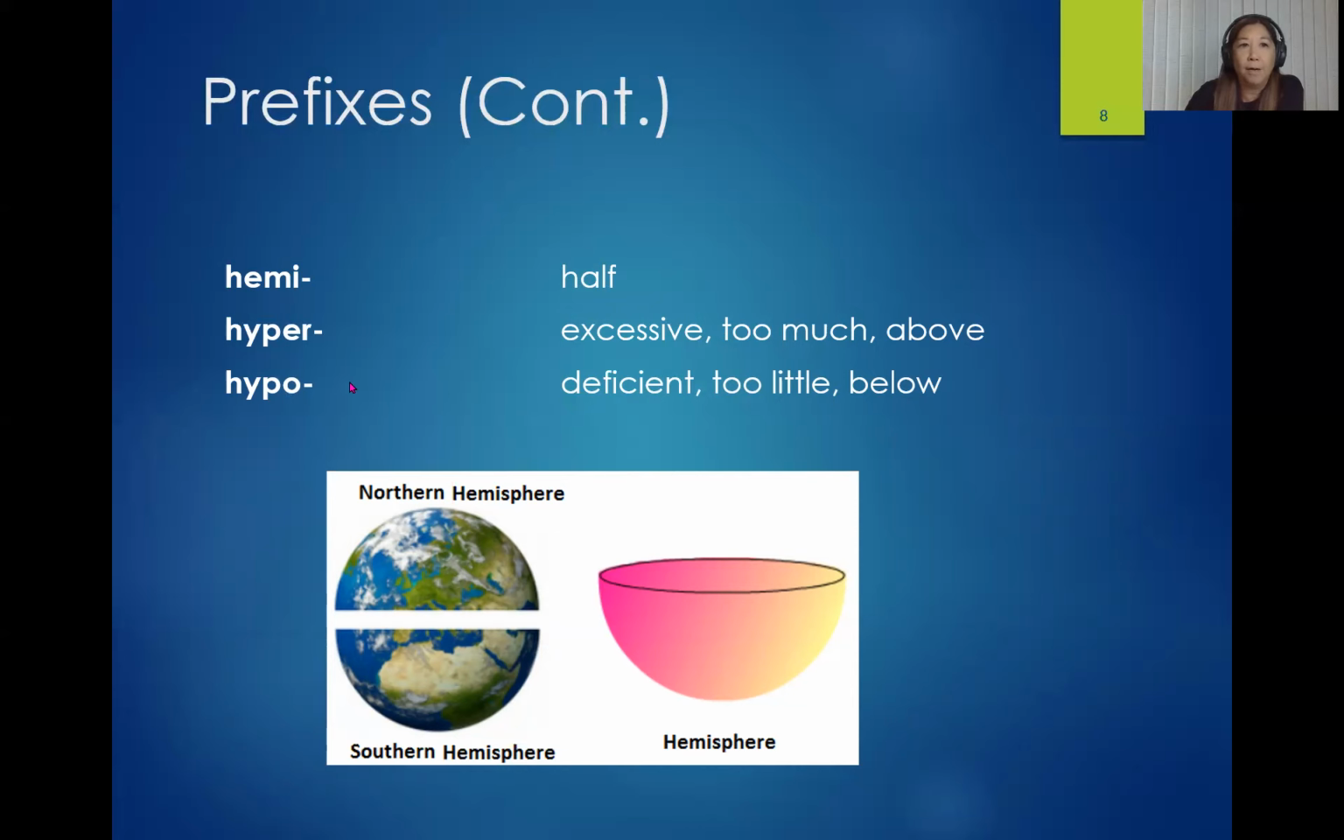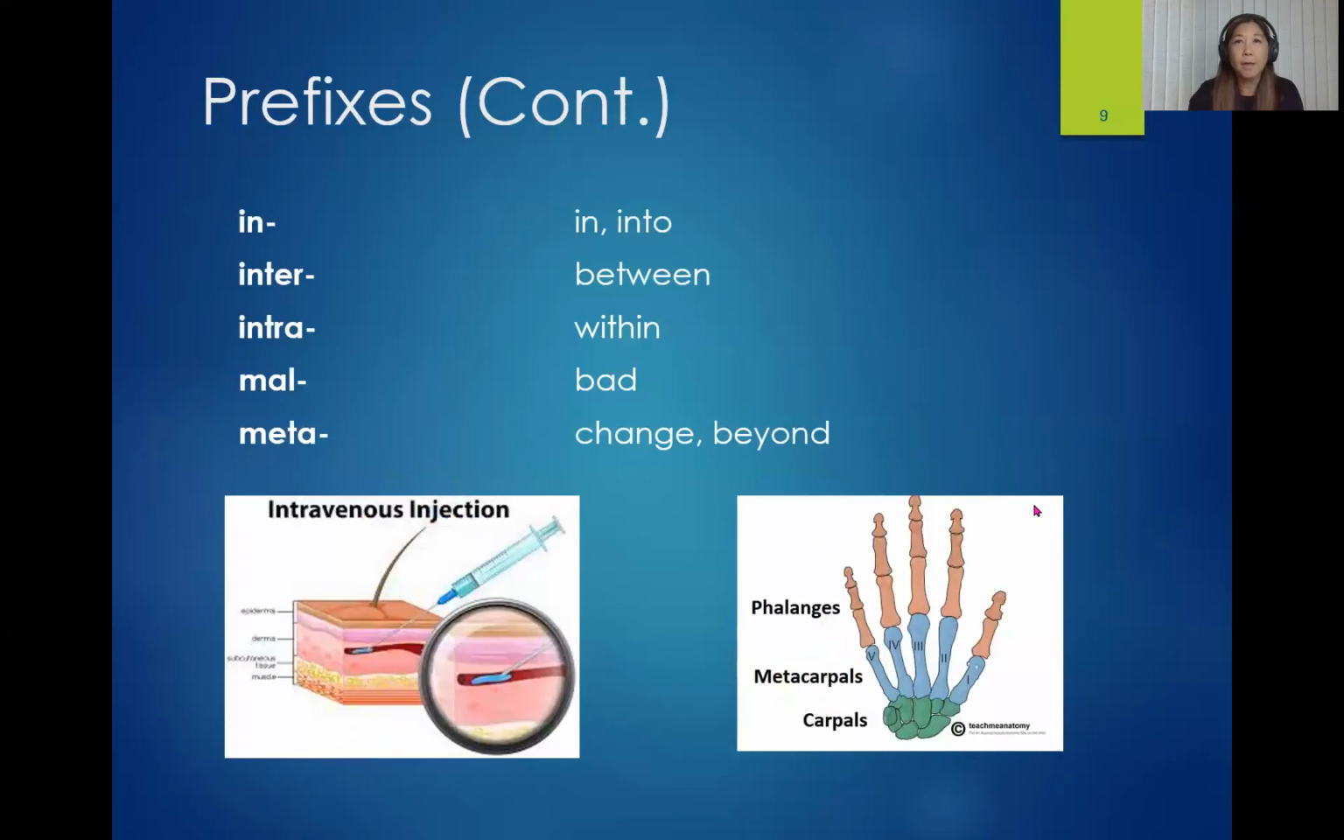Another word would be hyper versus hypoglycemia, right? So hyperglycemia, too much blood sugar or sugar in the blood. Hypoglycemia would be low blood sugar. In just means into or in. So when we talk about an incision, right, is when you make a cut into something.